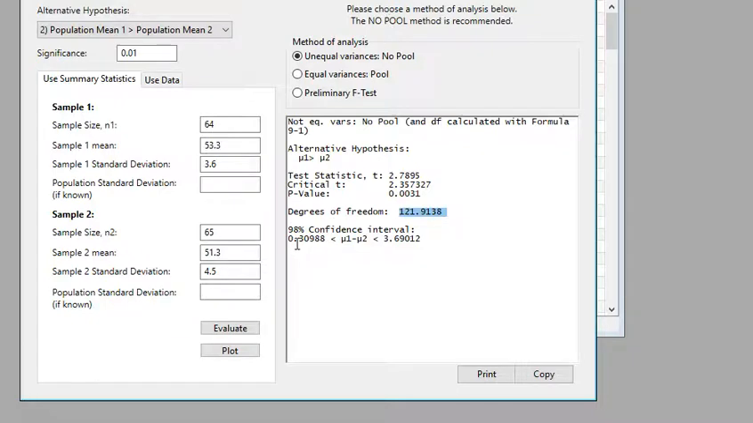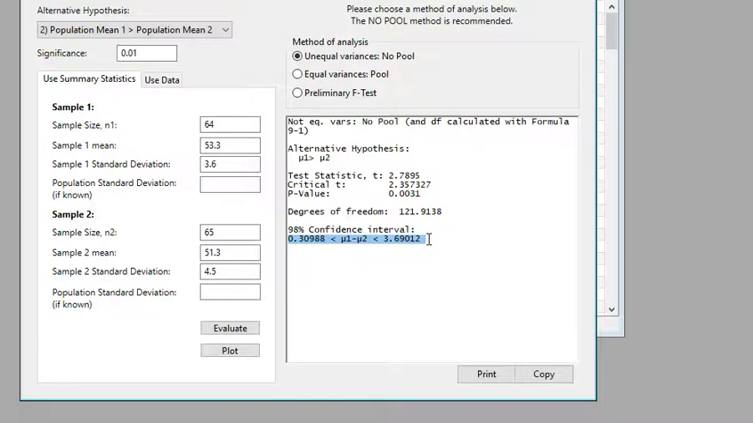Take a look at the confidence intervals. The confidence interval is telling us the same thing that our hypothesis test did. It doesn't have 0, right? So it's telling us again to reject H0 because 0 is not one of those possibilities. Okay, a couple more here.